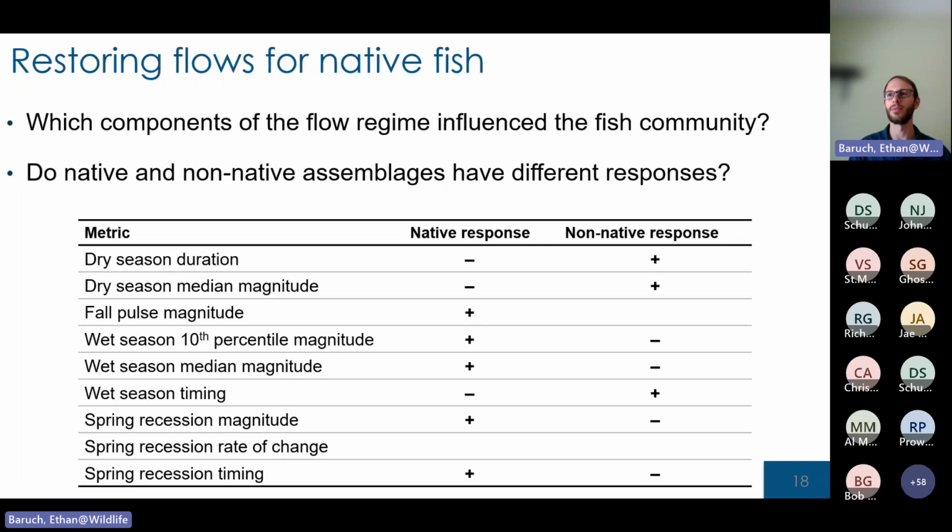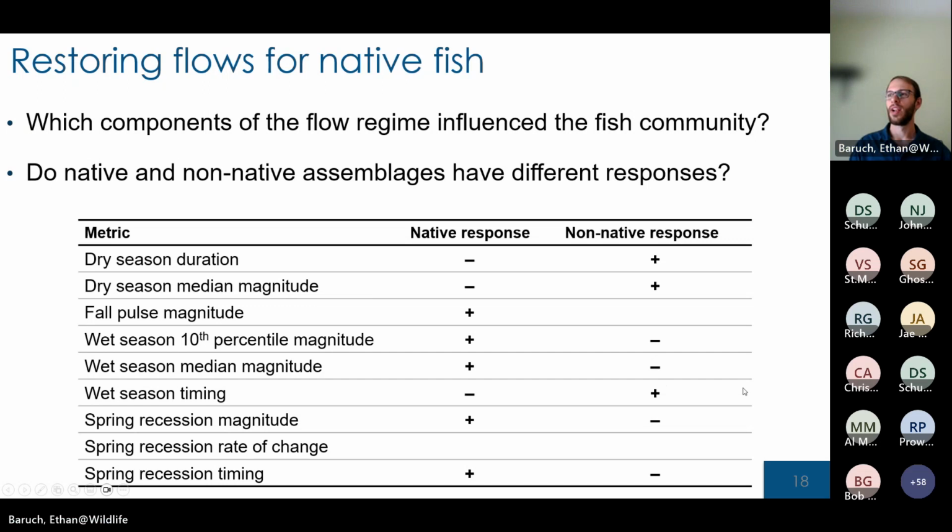So these are some pretty useful results here, thinking about flows. We're seeing really that anytime we have a relationship with both a native and a non-native community, they're in opposite directions. So maybe these flows can be managed to specifically benefit natives and also maybe try to control our non-native population, if that's what we're trying to look at here.